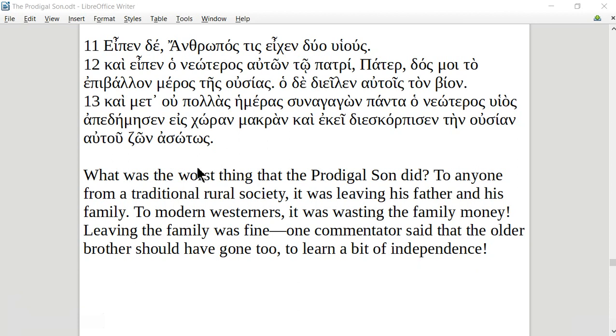Let's comment here. What was the worst thing the prodigal son did? To anyone from a traditional rural society, it was leaving his father and his family. To modern Westerners, it was wasting the family money. Leaving the family was fine. In fact, I found a commentator who said the older brother should have gone too to learn a bit of independence. Very much a Western value, independence.